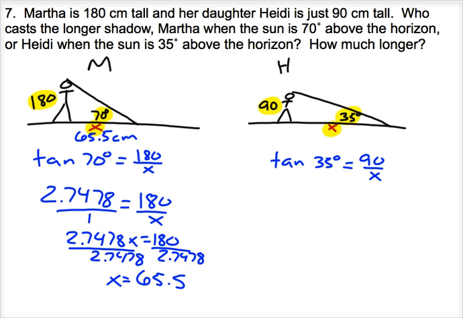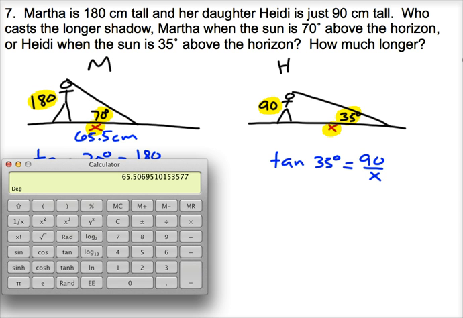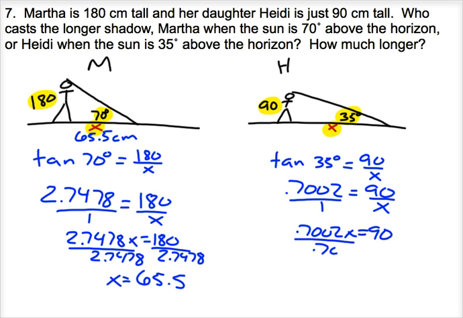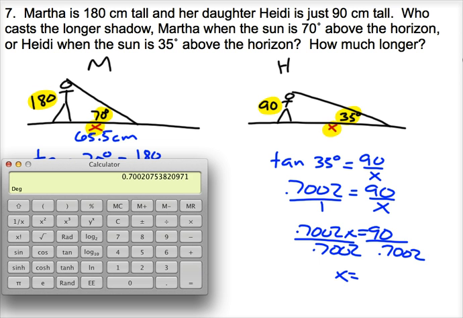So over here I need to figure out what the tangent of 35 is, which is 0.7002. Cross multiplying over here, 0.7002x equals 90. Divide by 0.7002. So taking my 90 and dividing by 0.7002, and I get 128.5.